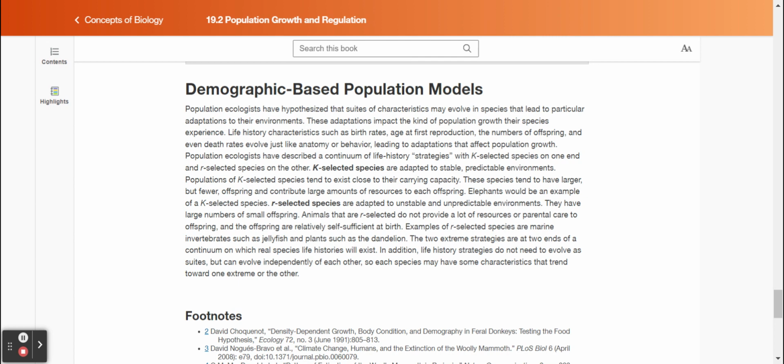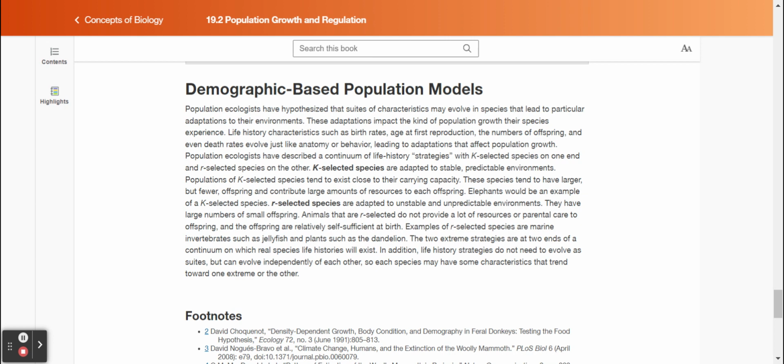R-selected species are adapted to unstable and unpredictable environments. They have large numbers of small offspring. Animals that are R-selected do not provide a lot of resources or parental care to offspring, and the offspring are relatively self-sufficient at birth. Examples of R-selected species are marine invertebrates, such as jellyfish, and plants, such as the dandelion.